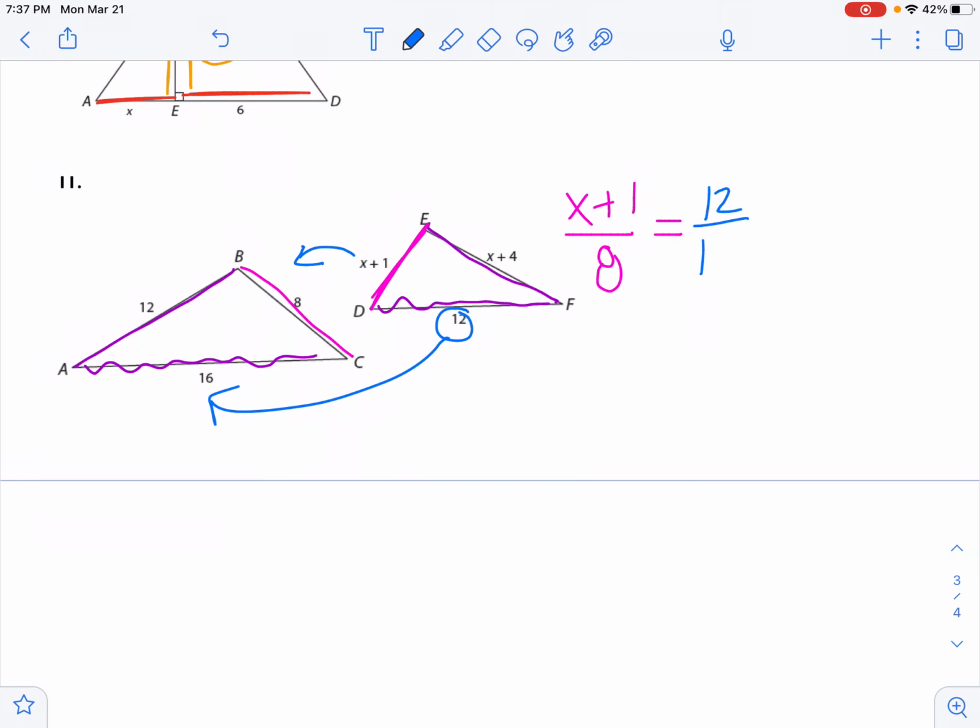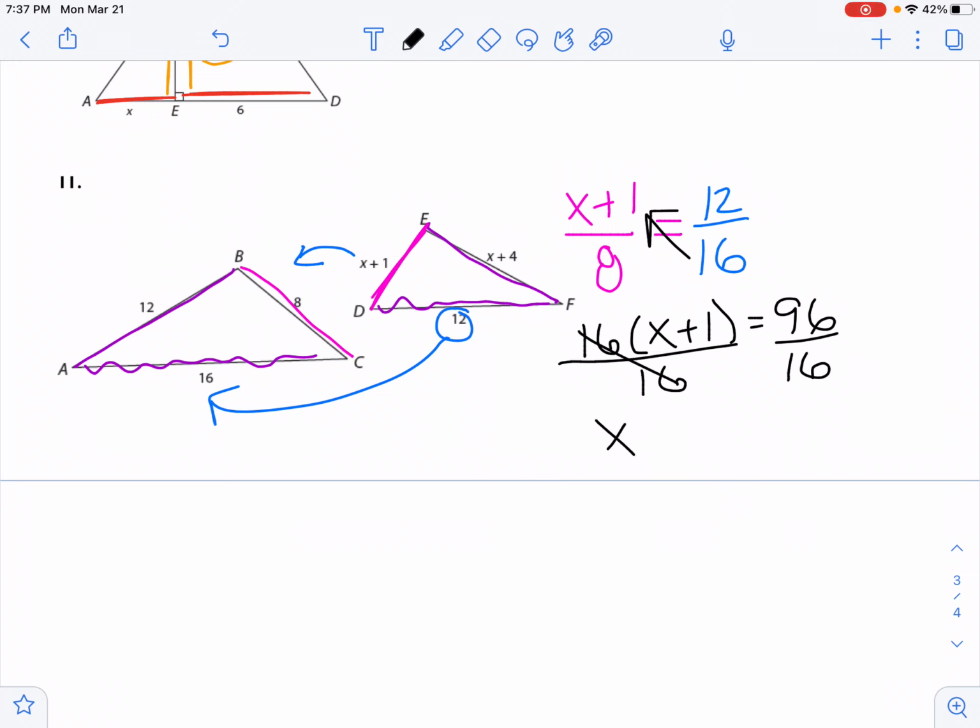12 over 16. I'm going to cross multiply. 16 times x plus 1 equals 8 times 12, which is 96. Divide both sides by 16. And you would get x plus 1. 96 divided by 16 is 6. Minus 1 from both sides, and you would get x equals 5.